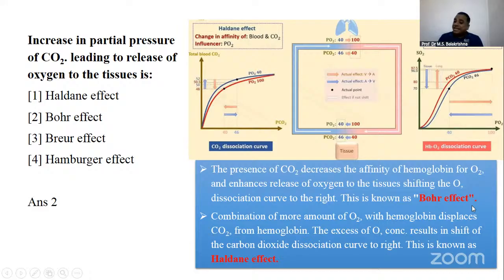And what is the Haldane effect? Combination of more amount of oxygen with hemoglobin displaces carbon dioxide from hemoglobin. It's a reverse. Bohr effect and Haldane effect are opposite to each other. Okay, so please learn that. For Haldane effect, oxygen, and for Bohr effect, carbon dioxide.